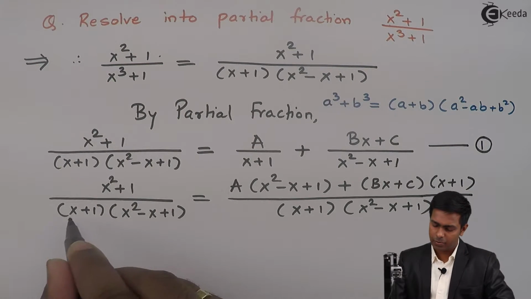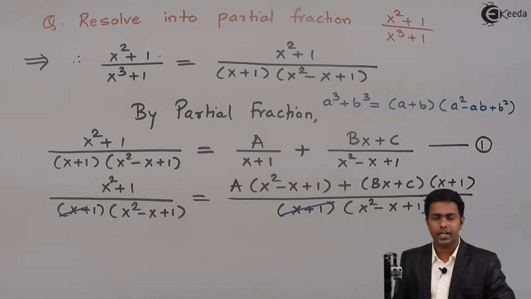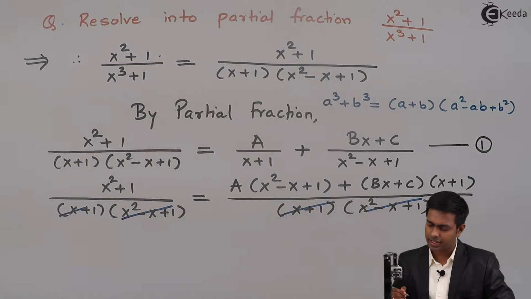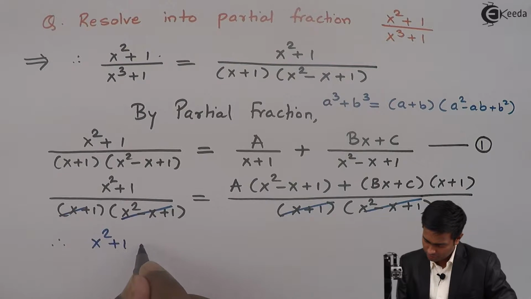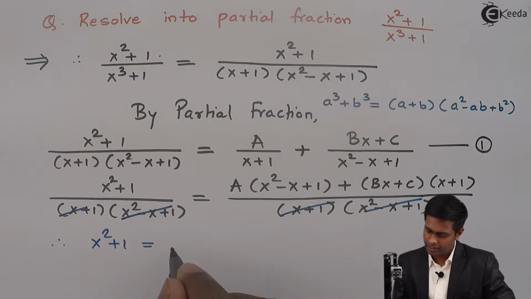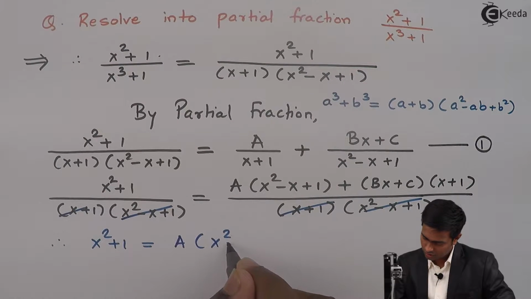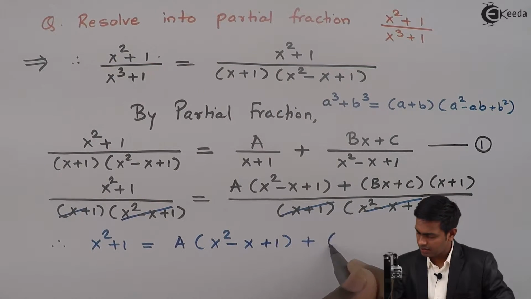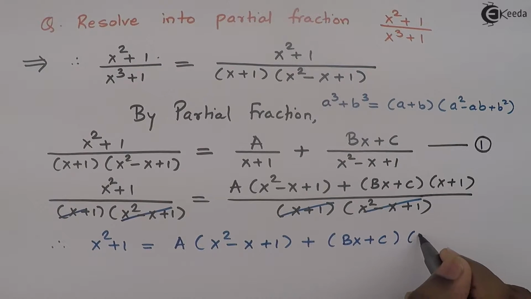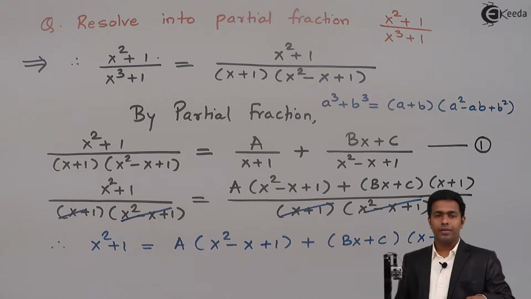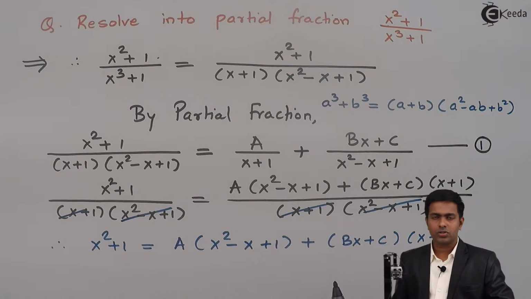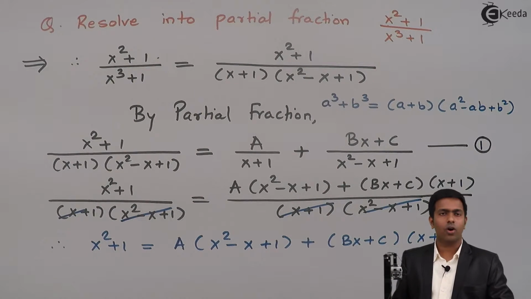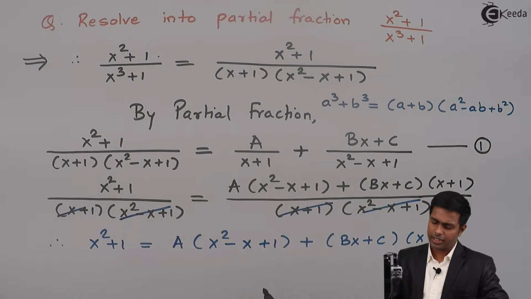Now we can cancel this x plus 1 from the denominator of both sides, as well as we can cancel x square minus x plus 1. So we will get x square plus 1 on the left hand side, and on the right hand side we will get a into x square minus x plus 1 plus bx plus c into x plus 1. Now we are going to use the method of comparing coefficients, so now we will multiply out the brackets on the right hand side.